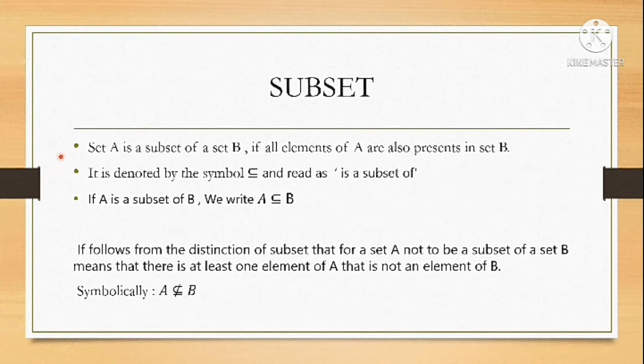Subset. Set A is a subset of set B if all elements of A are also present in set B. It is denoted by the symbol like this and read as is a subset of. If A is a subset of B, we write like this. It follows from the definition of subset that for set A not to be a subset of set B means that there is at least one element of A that is not an element of B. Symbolically, A is not a subset of B.